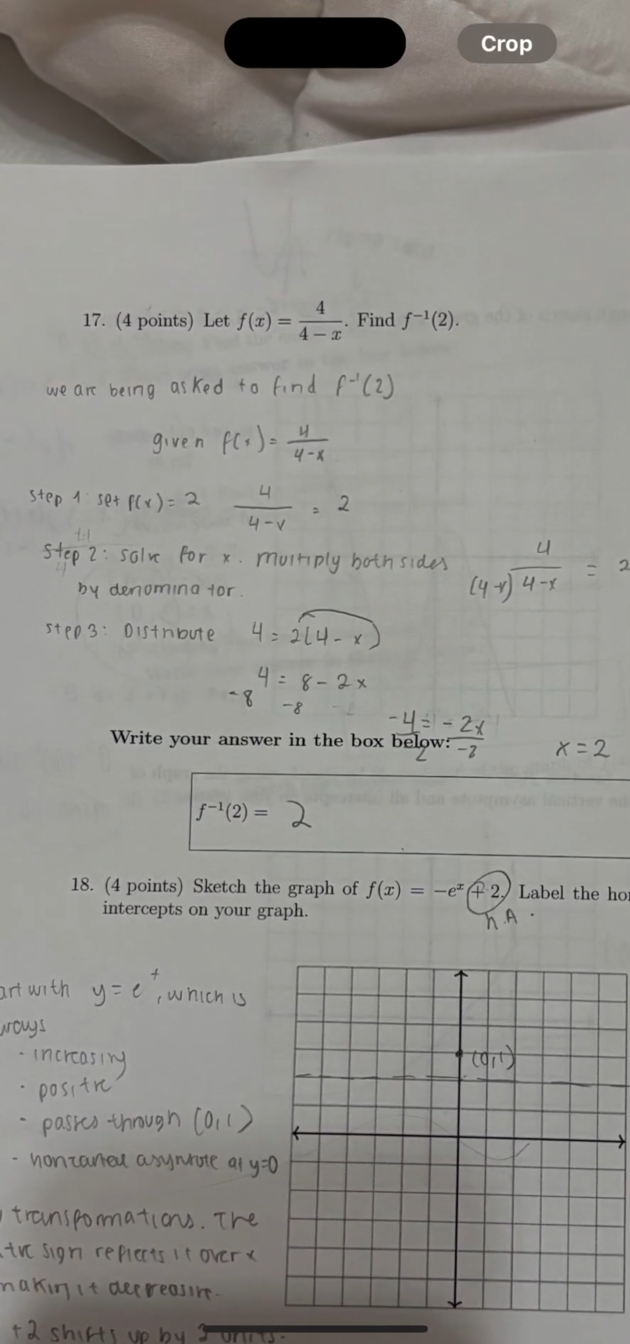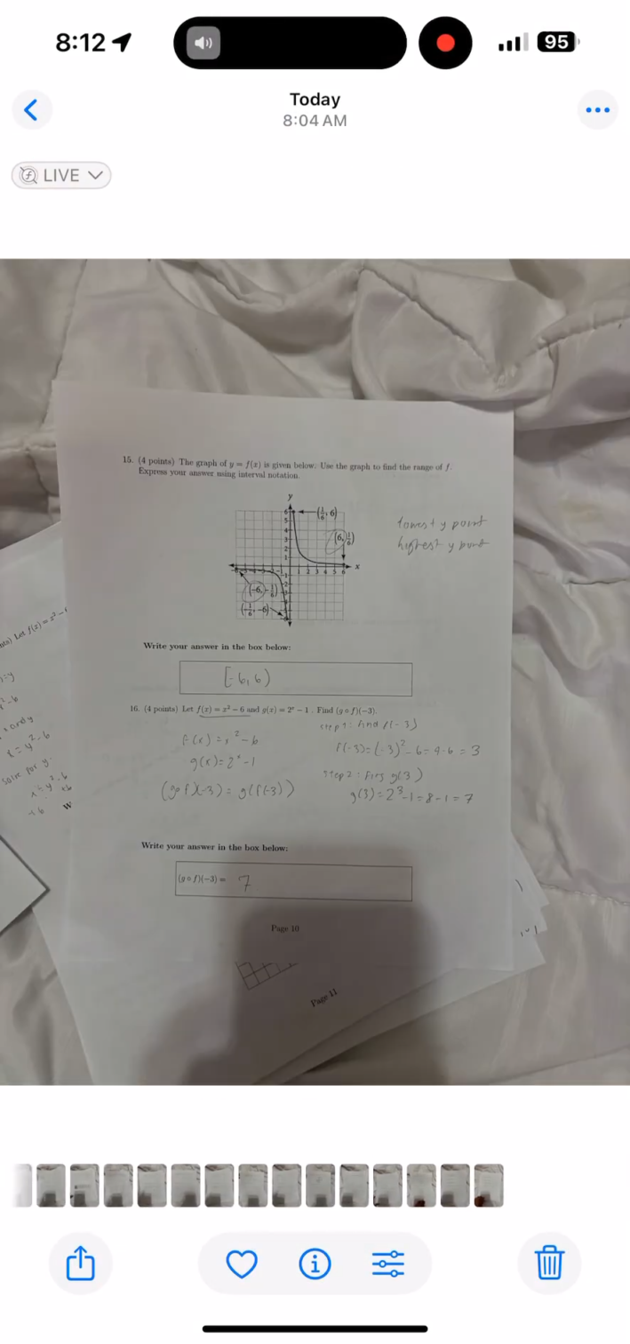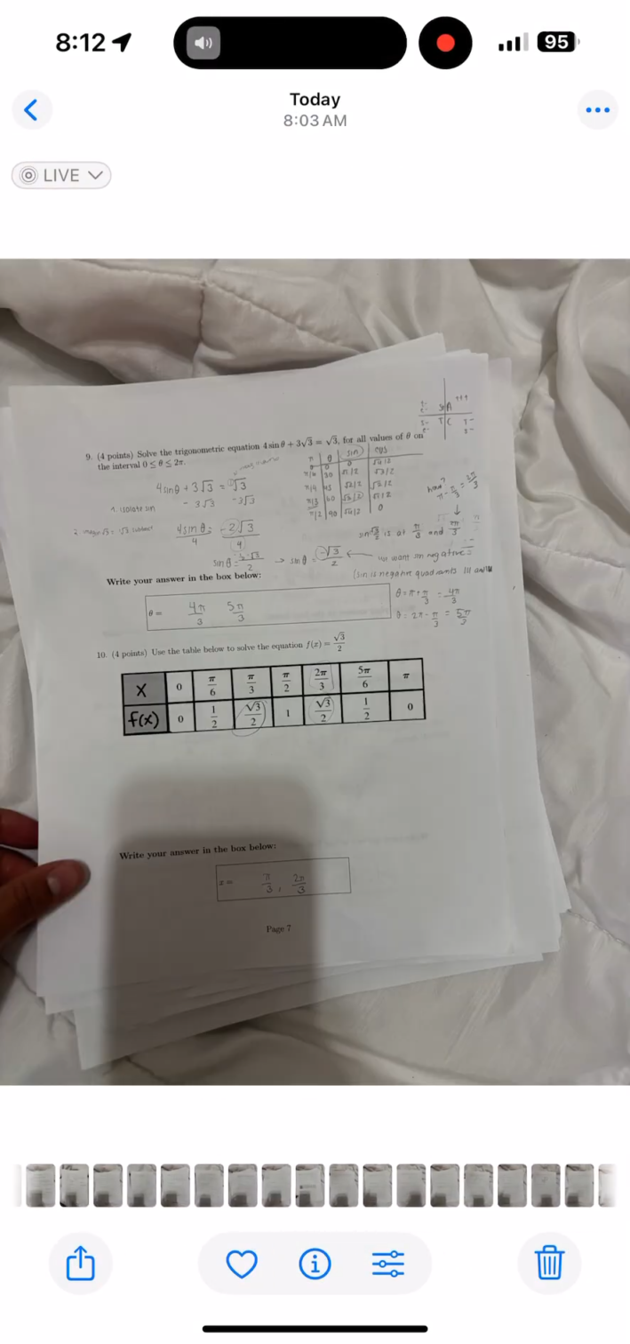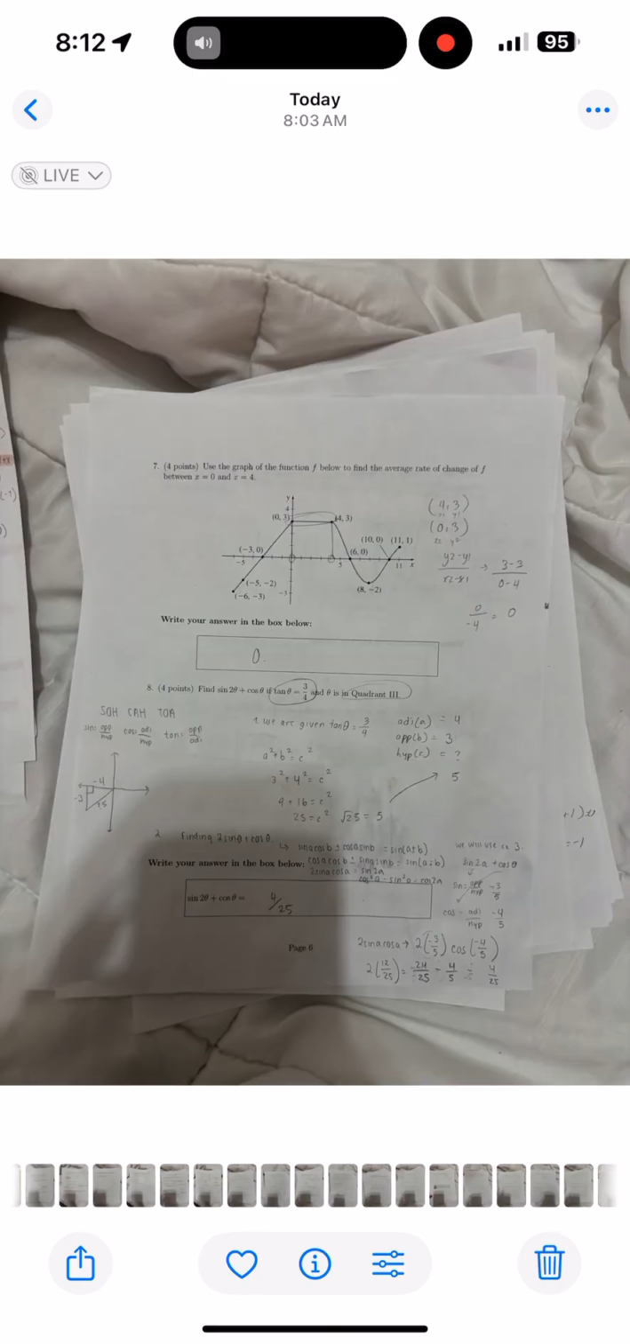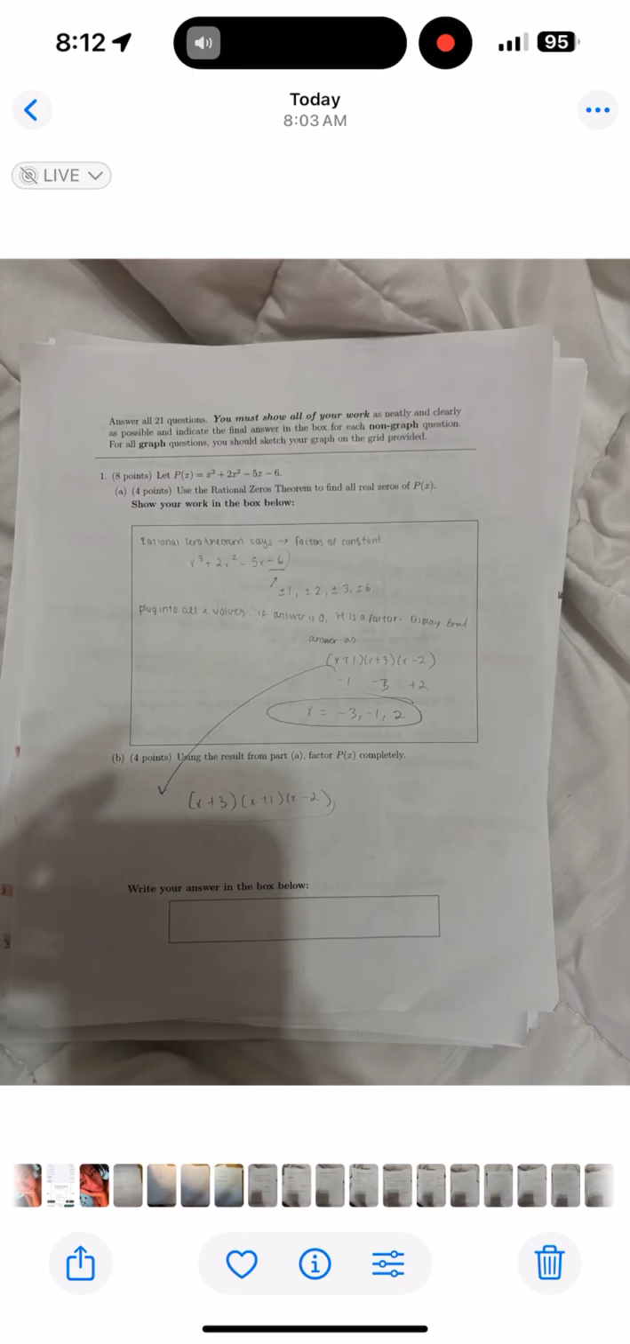To get the midpoint, we need to find the average of the x's, so (x₁ + x₂) over 2, and the average of the y's, which is (y₁ + y₂) over 2.